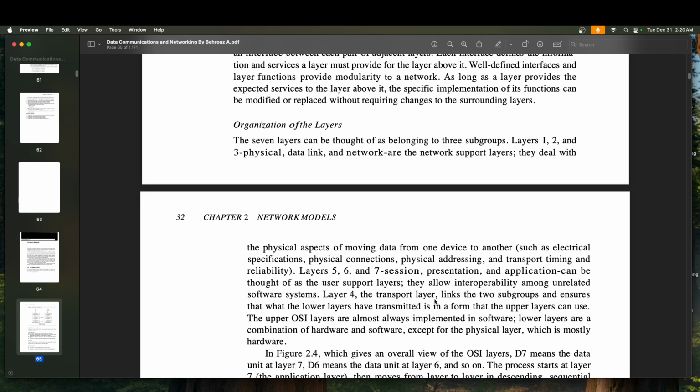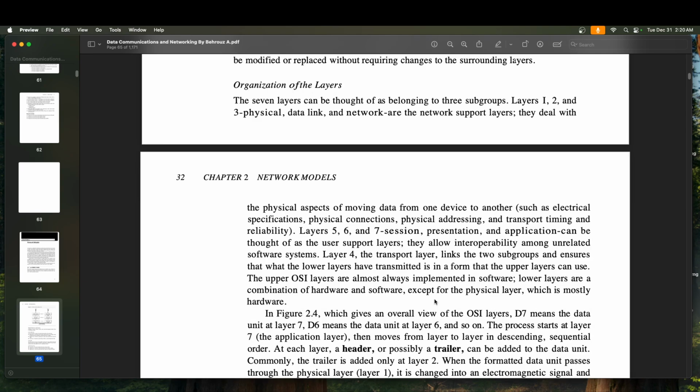Then 5, 6, 7. Okay, this is only till network. 5, 6, 7 is the actual transportation that happens, that is when the data moves from point A to point B. So they are session, presentation, and application. Then layer 4, the transport layer, is kept separate. It is basically what connects the top 3 layers with the bottom 3 layers. The upper OSI layers are always implemented in software. The lower layers are a combination of hardware and software.